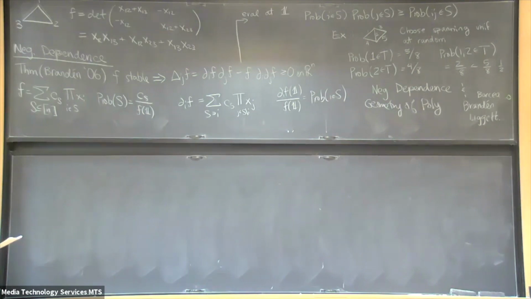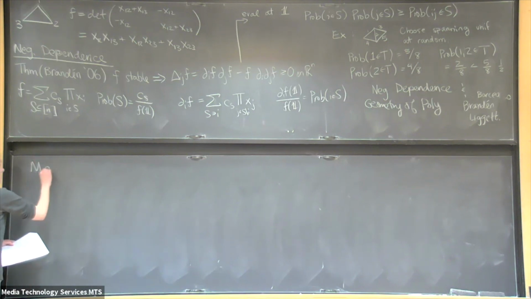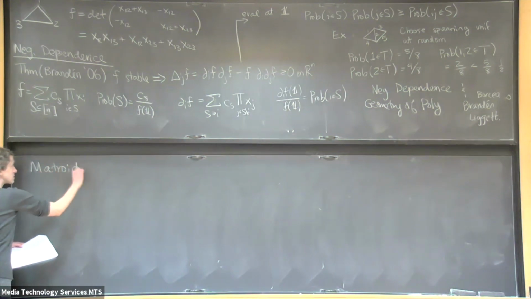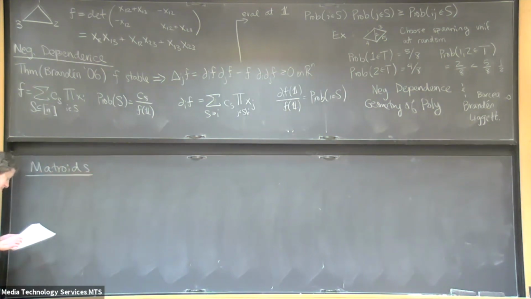So it turns out there's a nice connection with combinatorial objects called matroids. So I just wanted to spend some time introducing matroids, in case you haven't seen them. And then maybe after that's done, we can take a break and then get into the meat of the theory. This will be a side on matroids.